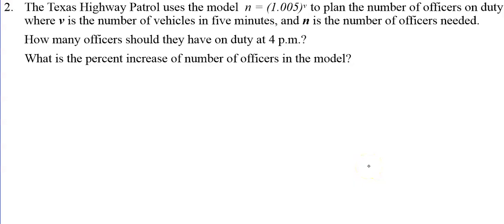So our next question that we have to answer is this one here, which is: the Texas Highway Patrol uses the model N equals 1.005 to the V to plan for the number of officers on duty. V is the number of vehicles in 5 minutes, and N is the number of officers that are needed. So we're trying to figure out the number of officers that we need.